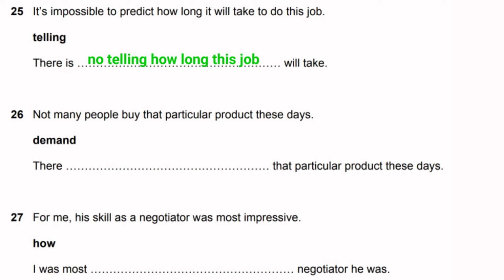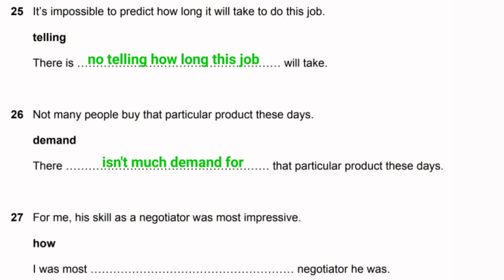Okay, let's move on to the next one. So number 26, not many people buy that particular product these days. Demand, there is not much demand for that particular product these days. There were actually quite a lot of ways of doing this one, and I don't think it was a very difficult one, because this idea of supply and demand for products is kind of a universal concept, and there's similar words in all the Romance languages. It's a Latin word, demand. So yeah, it shouldn't have been particularly difficult.